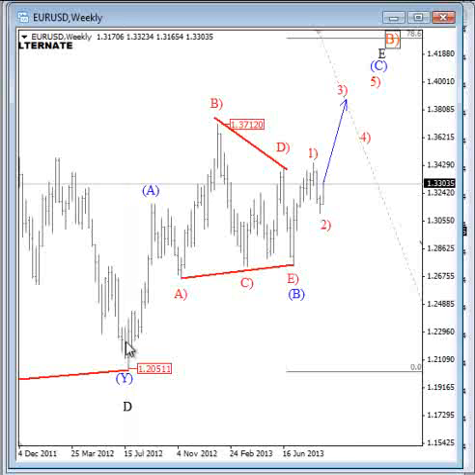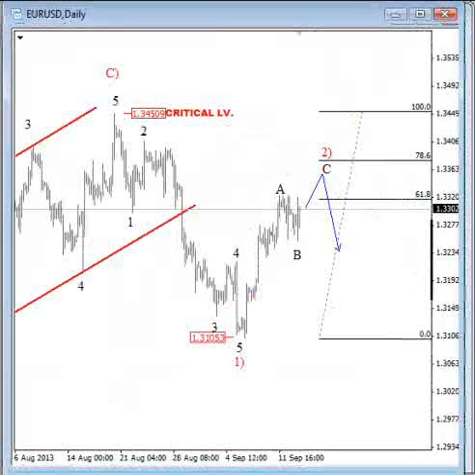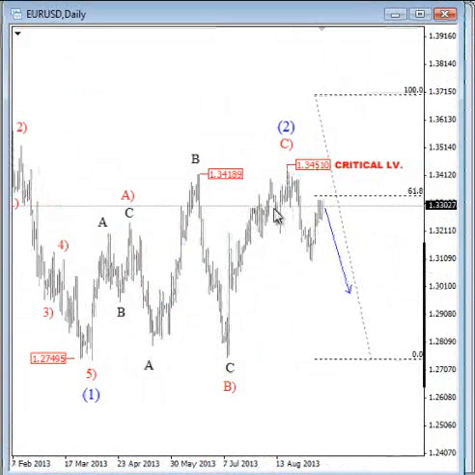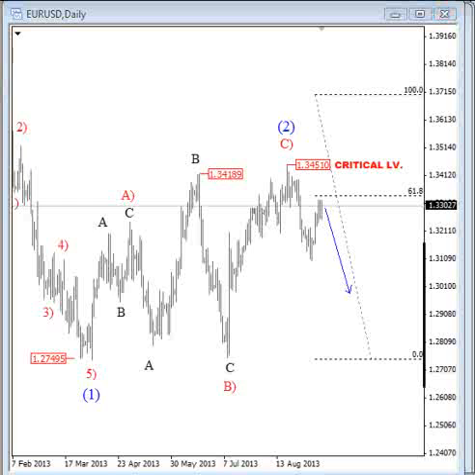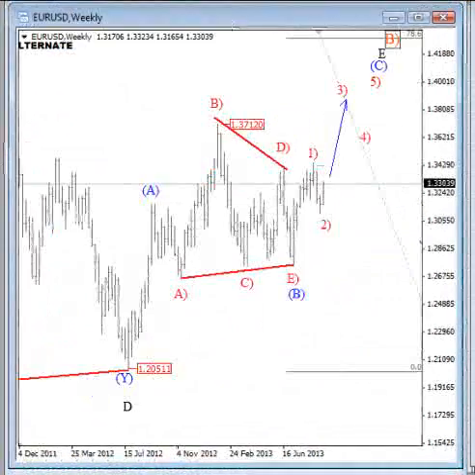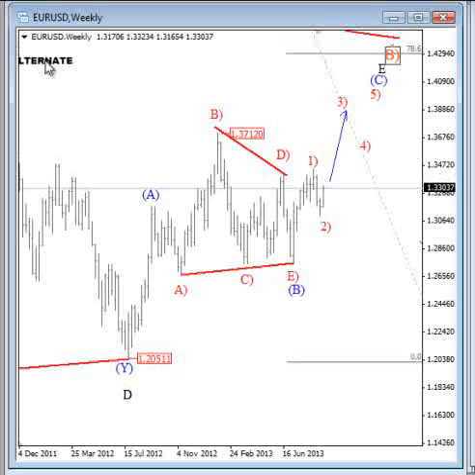This alternate count for the euro dollar shows the idea of an incomplete corrective rally from the 2012 lows, labeled as an A, triangle B, and now we are headed higher in wave C. So if the market pushes higher through this invalidation level, better shown on this daily chart, then we seriously should be considering the other bullish scenario for the euro dollar. This is the count that we also need to keep an eye on, but for now I'm still bearish on the euro, and will be looking for evidence of a downtrend continuation.